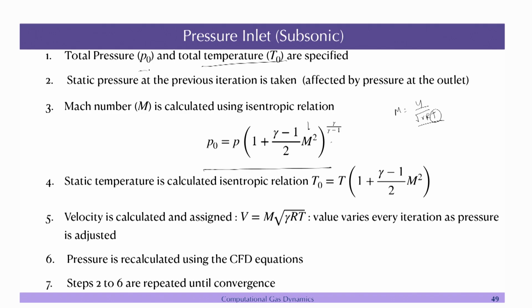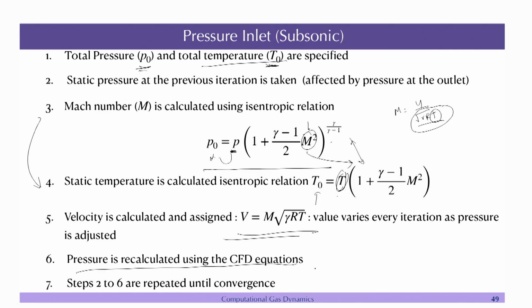So, I think this step should be interchanged. You may have to use some iterative process here. So, you specify your total pressure and total temperature, and you take the static pressure of the old iteration. Then you use this P0 and P to get the Mach number, and from this Mach number you calculate the temperature T, because you have specified T naught also. From T you calculate the square root of gamma R T, and from that you calculate the value of velocity, which is M into the square root of gamma R T, and then you recalculate the pressure using the CFD equations, and then you repeat.